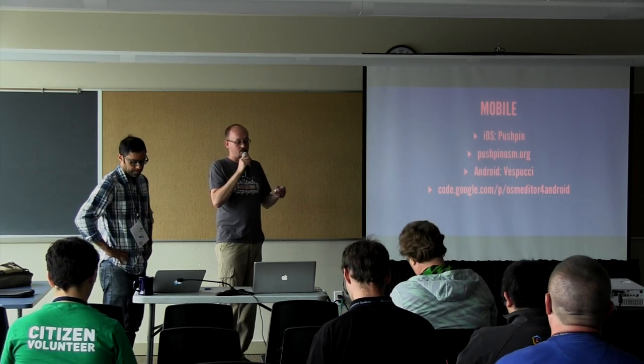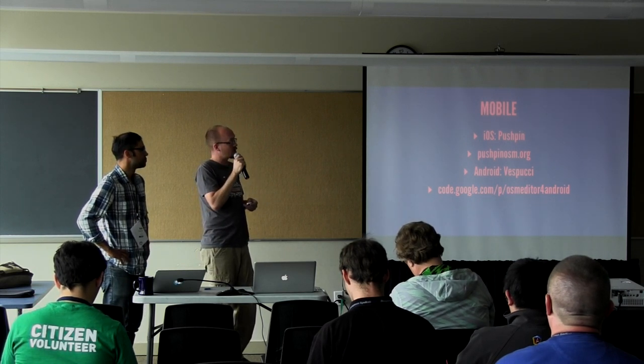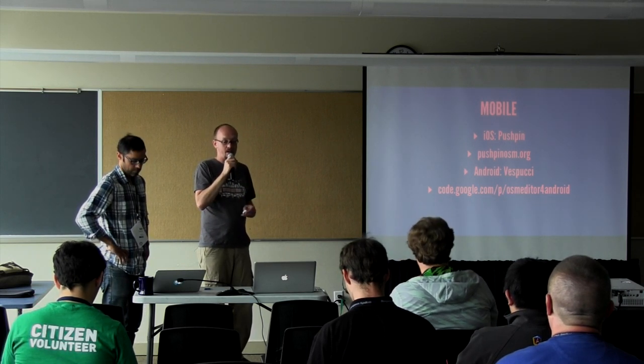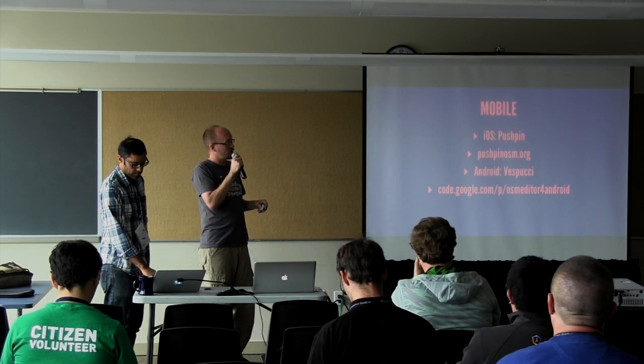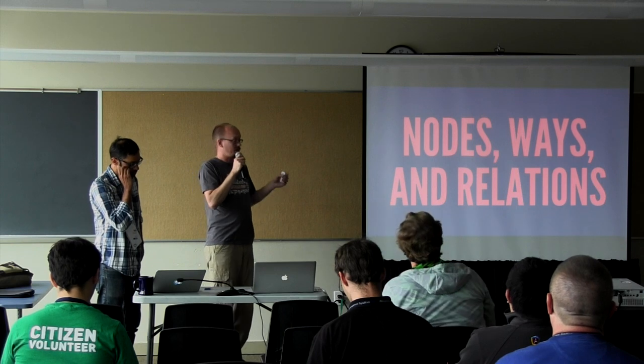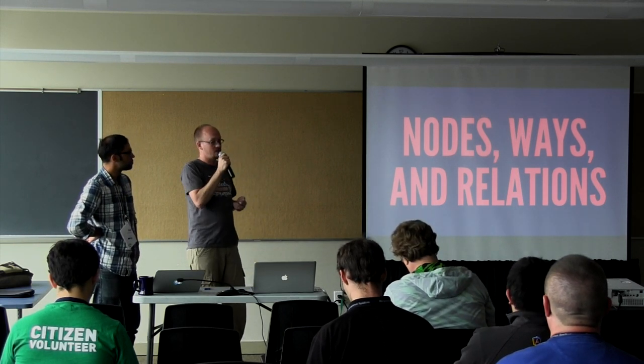And we're going to talk about some other forms of data, like notes that exist in OSM, that are more useful in a mobile context too. So we'll come back to that. But we should probably talk more about the structure of what OSM data is. And the three big terms that you'll hear about this are nodes, ways, and relations.